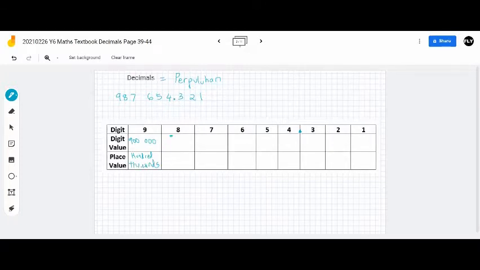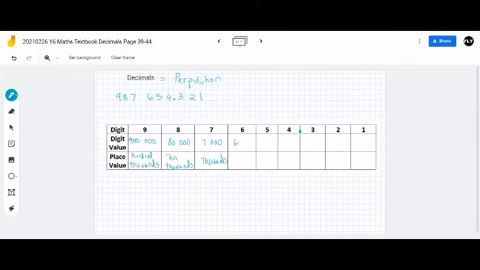With an S. Next, this is 80,000. So 80,000 is the digit value. And what about the place value of 8? The place value of 8 is ten thousands with an S. Next, what is the digit value of 7? 7 is clearly 7,000. So 7,000, the place value is thousands with an S.